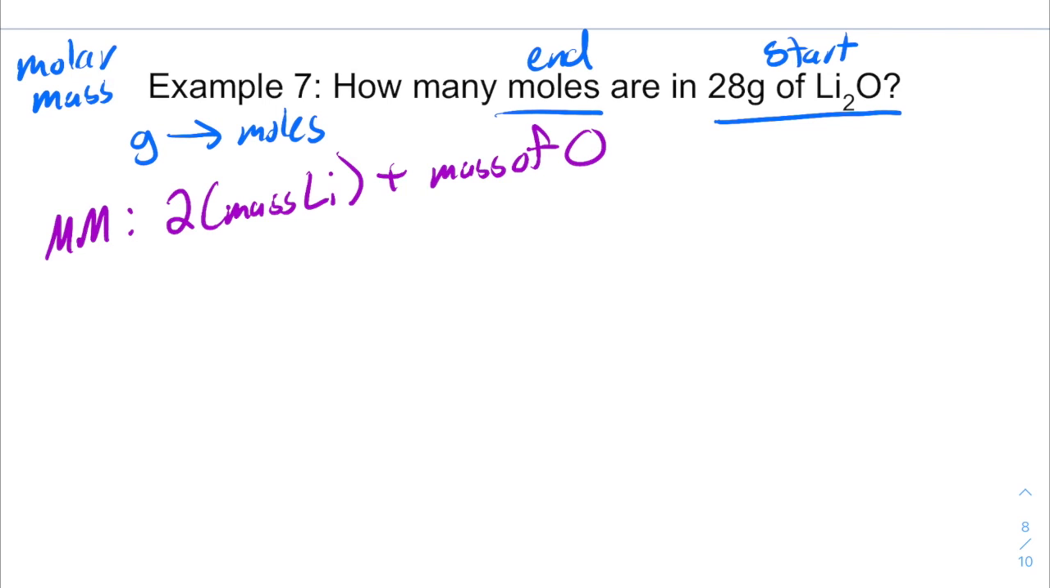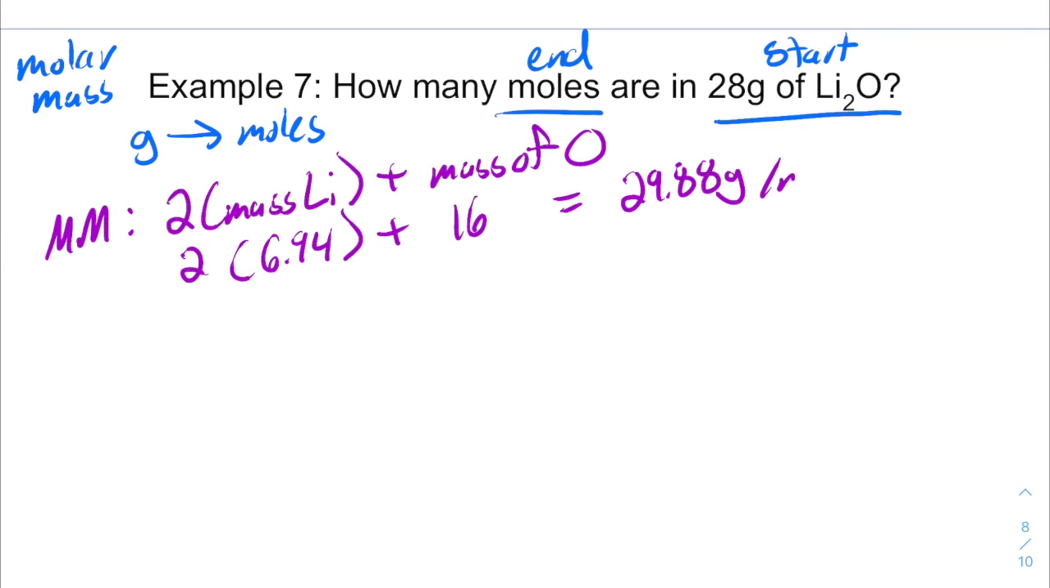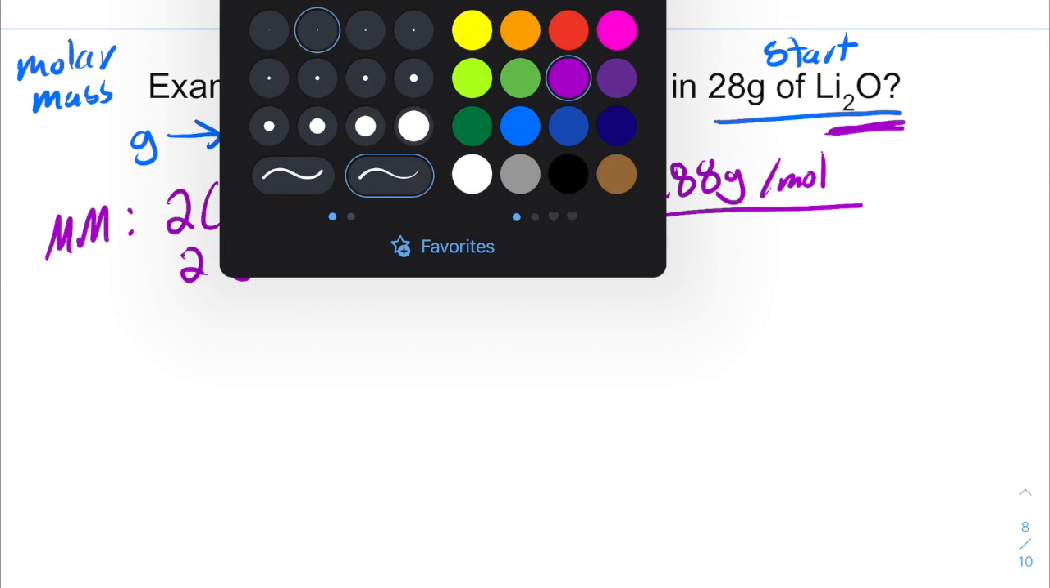The reason we have to do 2 times the mass of Li is because there are 2 Li atoms in that molecule. So we're going to do 2 times 6.94, coming right from the periodic table, plus 16. And this is going to give us 29.88 grams per mole. So this is going to be our molar mass. So that means that for every 1 mole of Li2O, it is 29.88 grams. Now that we have our molar mass, we can start doing our setup.